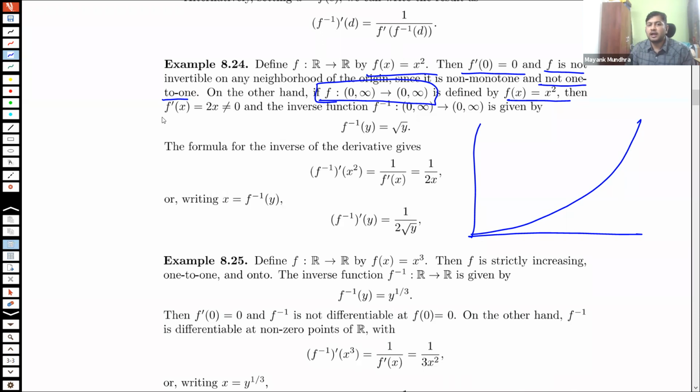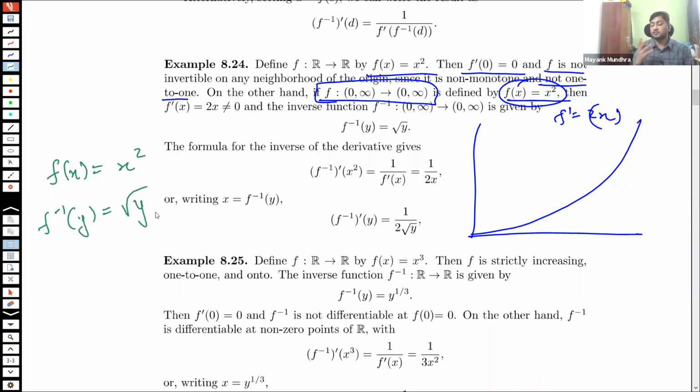So f prime at x is 2x. Okay, so I know that if f of x equals x square, then f prime will be equal to 2x. Now f inverse will be equal to under root of y. Right, so if your f of x is equal to x square, then f inverse of y is going to be under root of y. The inverse of square is root. So the formula for the derivative of the inverse gives that f inverse prime at x square.